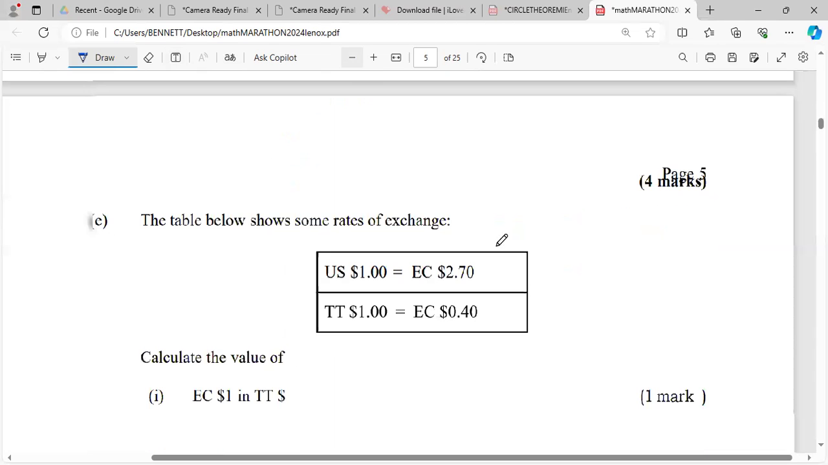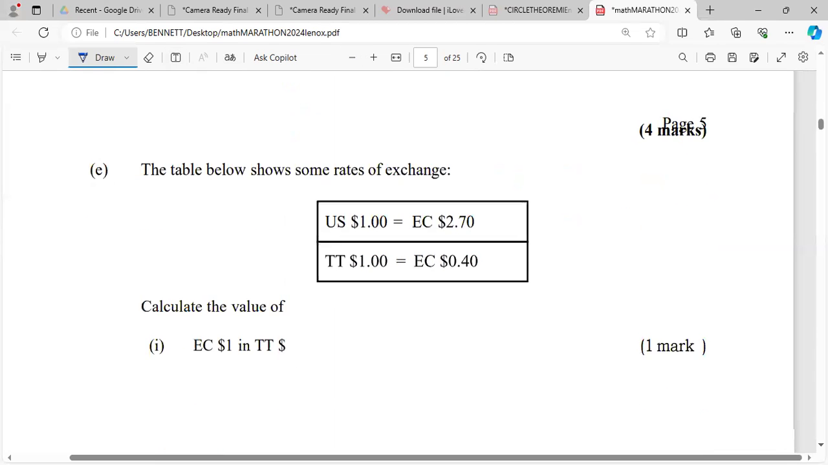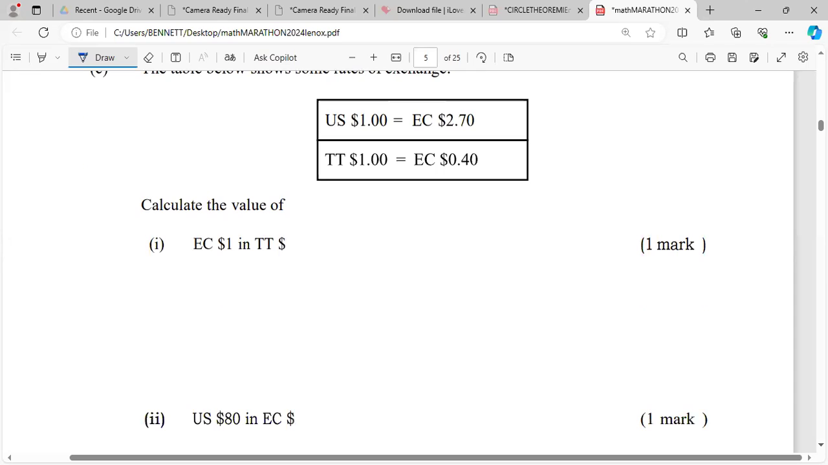Alright, exchange rate, that one here. It says the table below shows summaries of exchange. US $1 is equal to Eastern Caribbean $2.70, and TT, that's Trinidad and Tobago, $1 is equal to Eastern Caribbean 40 cents. Now it says calculate the value of EC $1 in Trinidad and Tobago dollars. That's 1 mark. And then $80 US in Eastern Caribbean. Try those two and then we can discuss them.